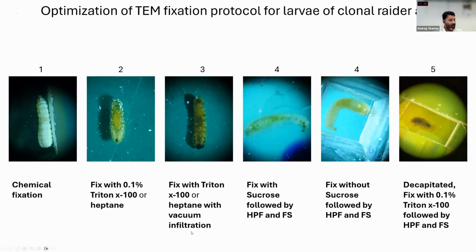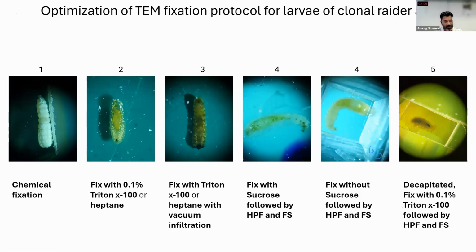Our protocol didn't work. When we did the vacuum infiltration, we could only see a few layers, a few parts of the larvae were black, but still we could see that the fat bodies were white. When we used sucrose with high pressure freezing and without sucrose, it clearly did not work. However, when we decapitated the larvae and used the 0.1% Triton X100 for 30 minutes, followed by high pressure freezing and freeze substitution, we could see the black color inside the larvae, and we were so happy.